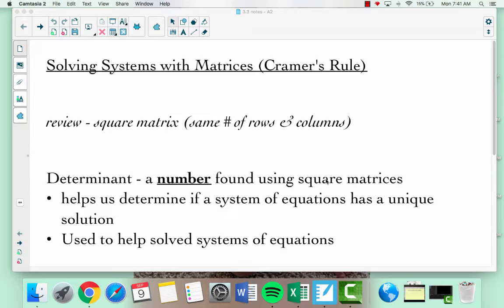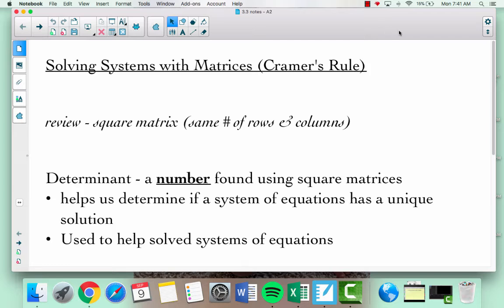Just as a quick reminder, when we talked about dimensions, remember that if a matrix has the same number of rows and the same number of columns, that's called a square matrix. That could mean you have a 2 by 2, 3 by 3, 4 by 4, and so on. We're going to be mainly focusing on 2 by 2s and 3 by 3s.